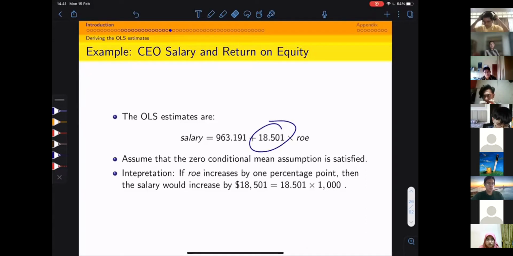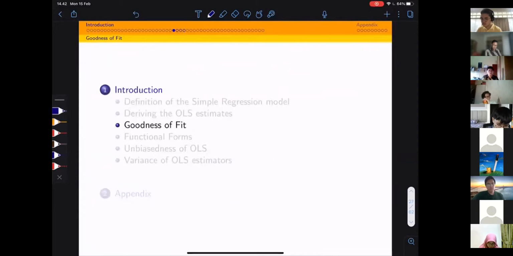Yeah, that's something we're going to learn later today. I'm going to provide you with an illustration of doing a simple linear regression in Stata. 963 is the estimated beta 0, and 18.501 is the estimated beta 1. So you basically have to estimate these values from the data. We're going to show you how we go about that in Stata. Any questions before I go and discuss the goodness of fit?